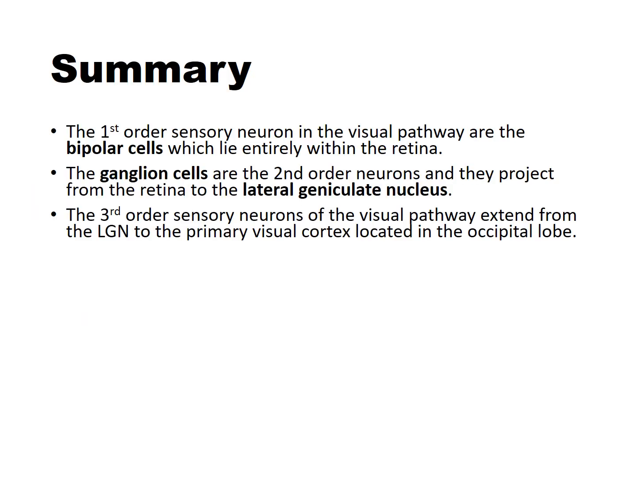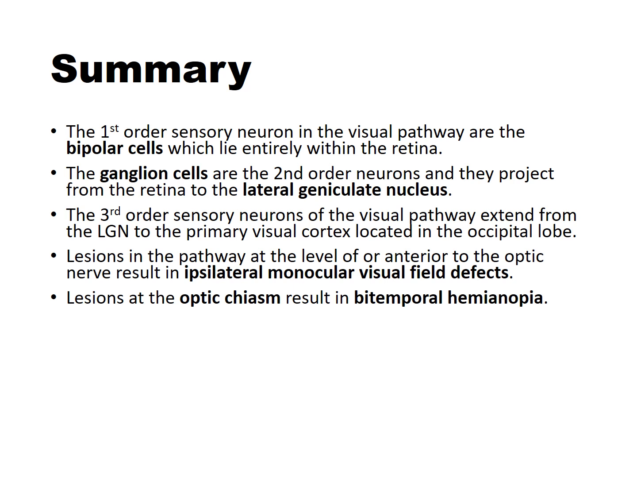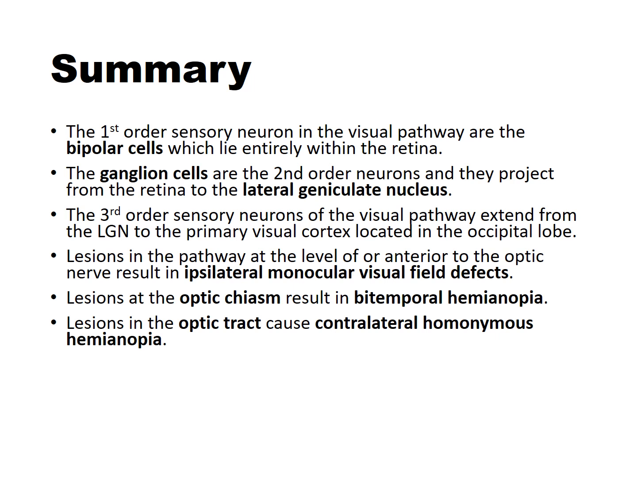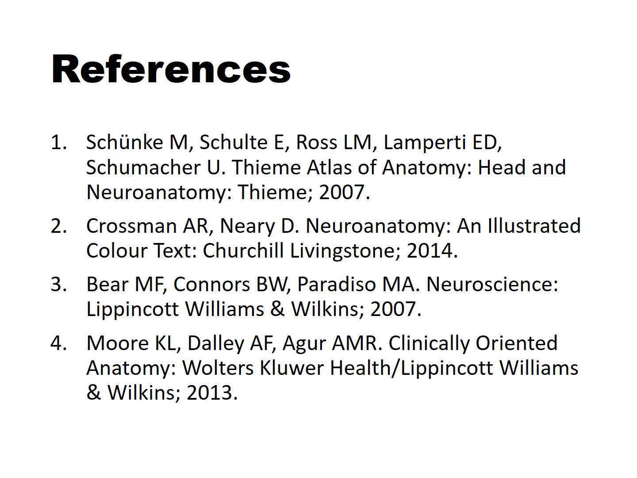The visual pathway extends from the photoreceptors in the retina to the primary visual cortex in the occipital lobe. Bipolar, ganglion and thalamocortical cells are connected in series to bridge these structures. Lesions at or anterior to the optic nerve result in ipsilateral monocular visual field defects, while lesions at the optic chiasm result in bitemporal hemianopia. Lesions within the optic tract result in contralateral homonymous hemianopia, while lesions in the optic radiations result in contralateral and vertically inverted quadrantanopias. These are my references.